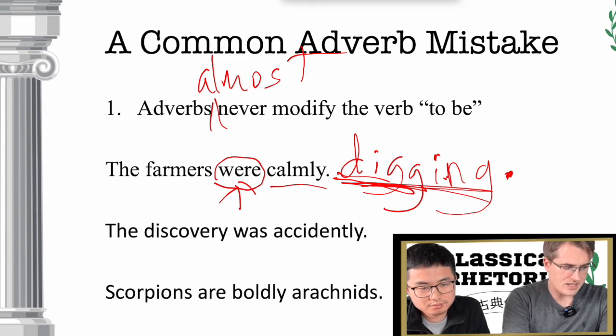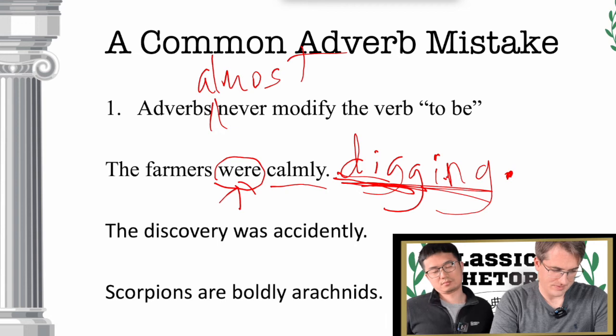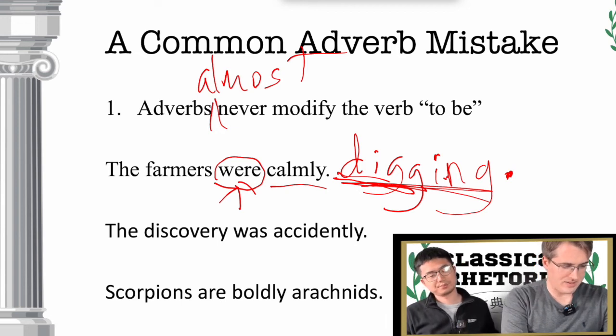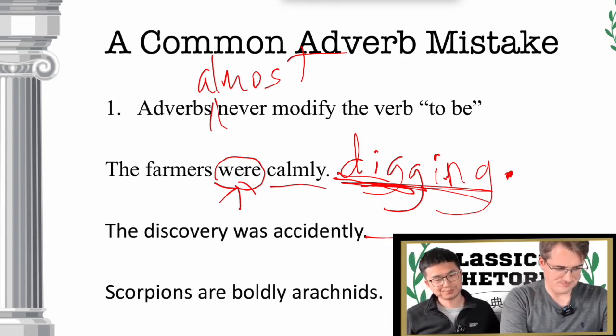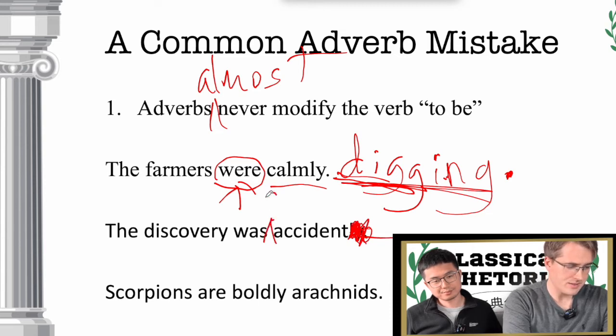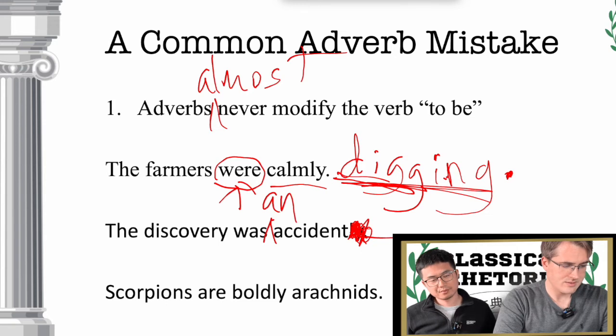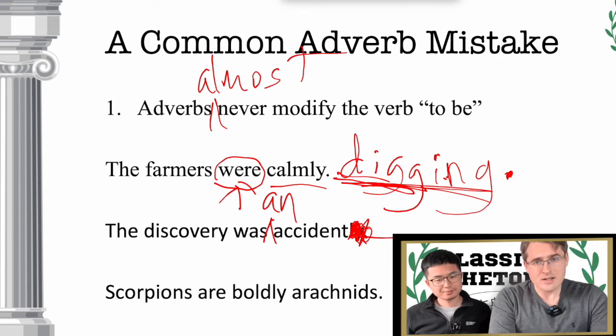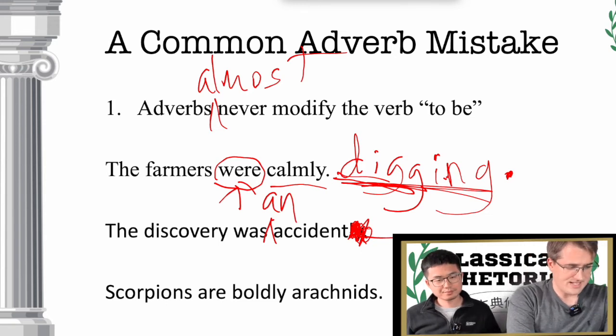Next one. The discovery was accidentally. This one, I can't think of a verb to go here. So I'm going to fix it this way. The discovery was not accidentally, but take off the ly and you have an adjective. The discovery was an accident. Does anyone think they can fix this sentence?